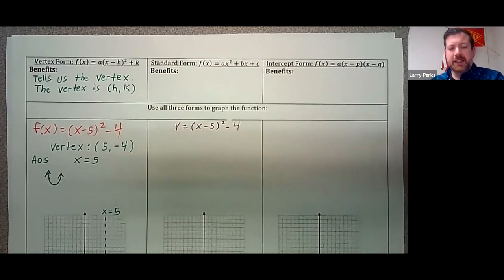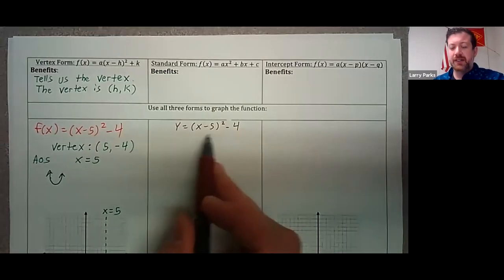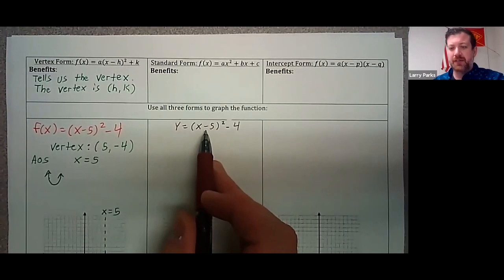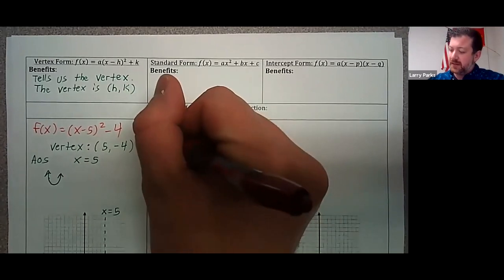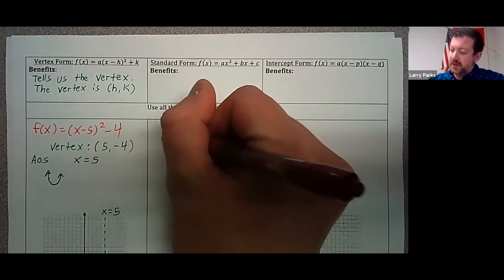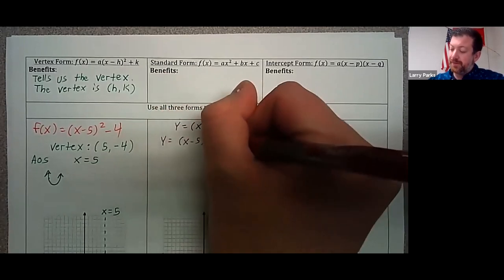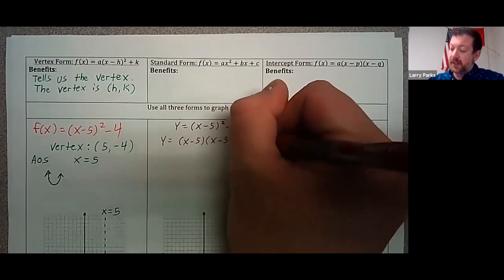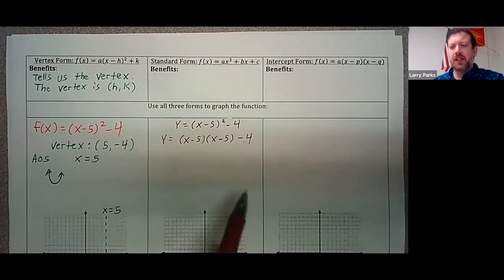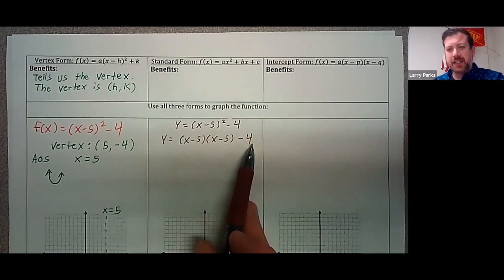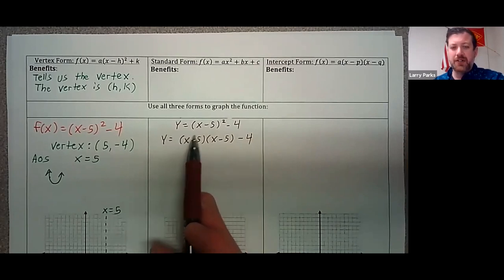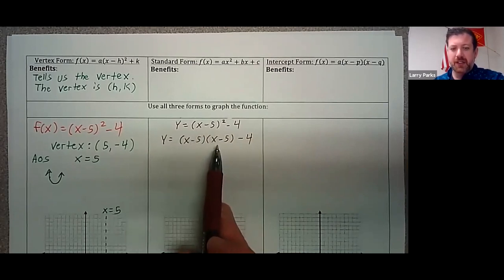So to find standard form, all you've got to do is distribute this out. So (x - 5)² is just (x - 5) times (x - 5). And then we're going to minus 4. Remember, we are not going to subtract till the very end. Order of operations says we need to multiply first. So we're going to distribute.